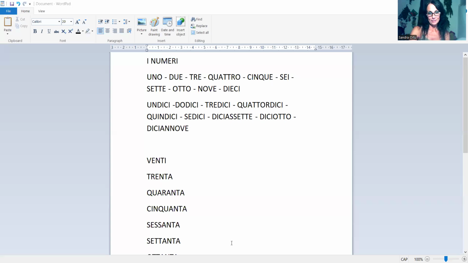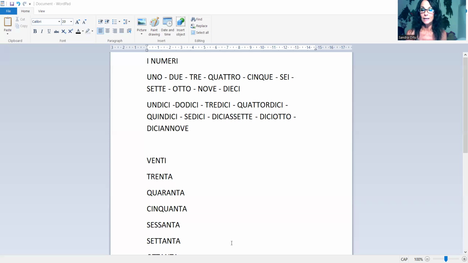I don't think we need an introduction. I'll read the first group of numbers, which are from 1 to 10. And then afterwards, I'll read the other group, which are from 11 to 19. These ones, you need to study them by heart. There is no other way because there is nothing to associate them with.